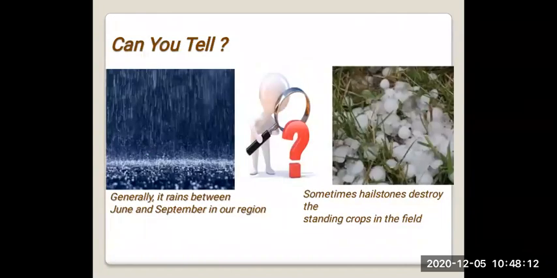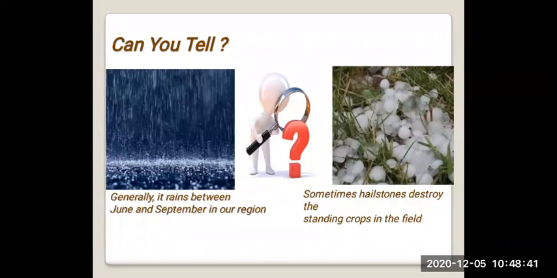Third image. Generally, it rains between June and September in our region, as it is the rainy season. Then how do these rain droplets form? This is the third question which we have to think over and discuss.